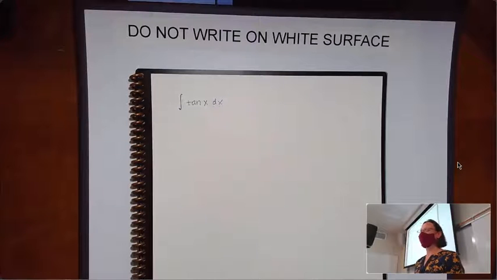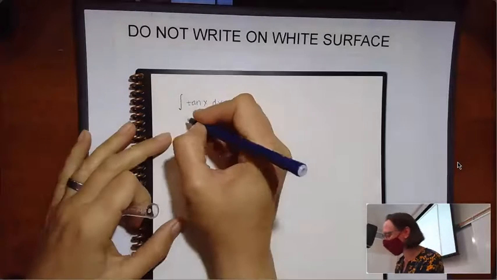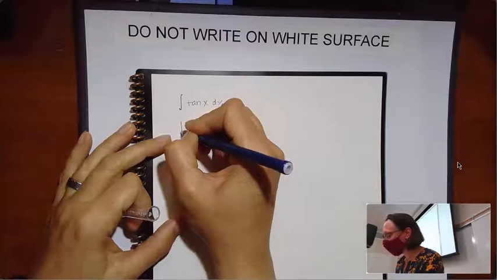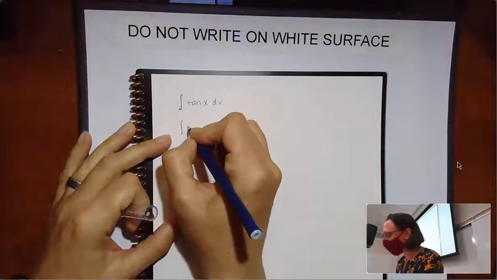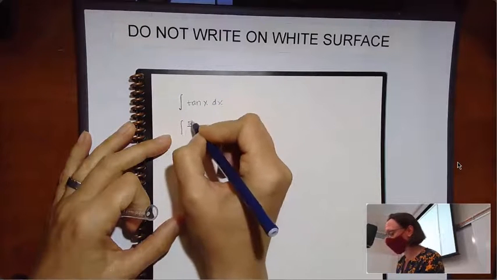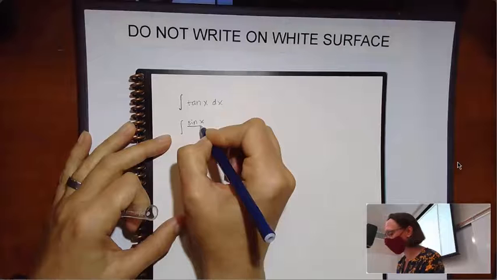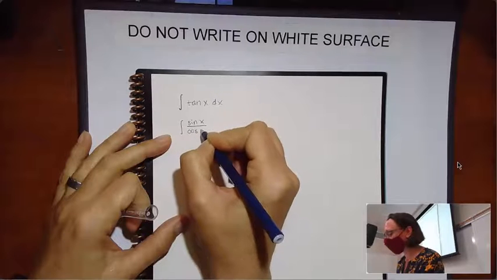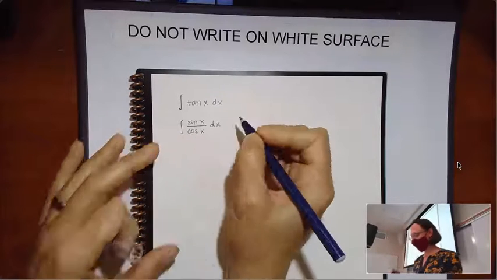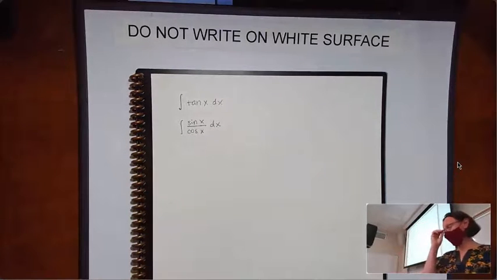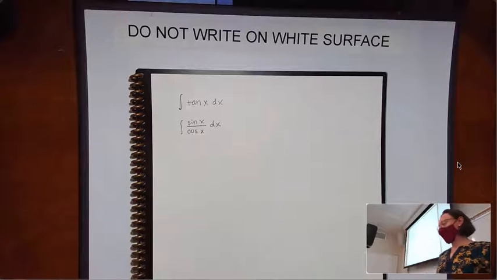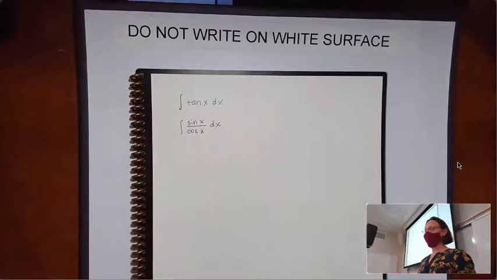But what's also important, in addition to having those derivatives memorized, is having other forms of these trig functions memorized. So tangent of x is the same as sine of x over cosine of x. And the magic of rewriting it that way is now I can ask my usual u substitution question. Does the derivative of one part equal the other part?